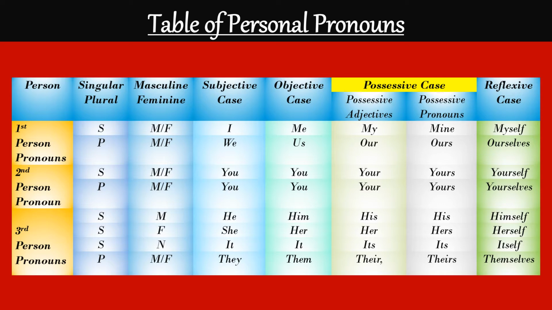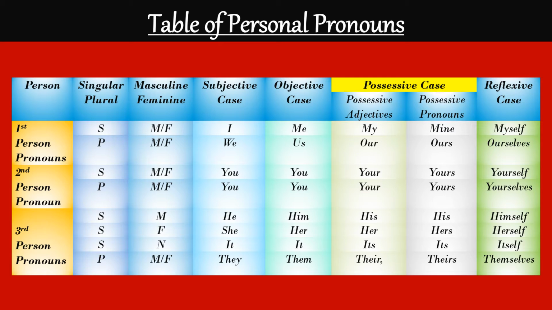In column 4, we have all the subjective pronouns, the subjective case of all pronouns: I, we, you, he, she, it, they. All of these are the subjective case of pronouns. In column 5, we have all the objective pronouns: me, us, you, him, her, it, them. All these pronouns are used as objects in sentences.